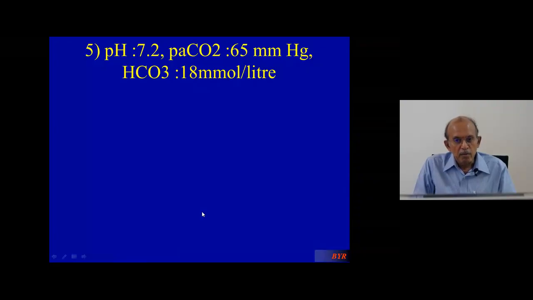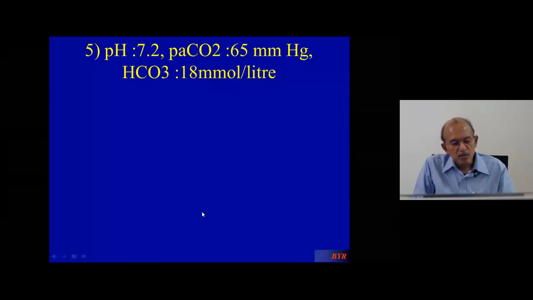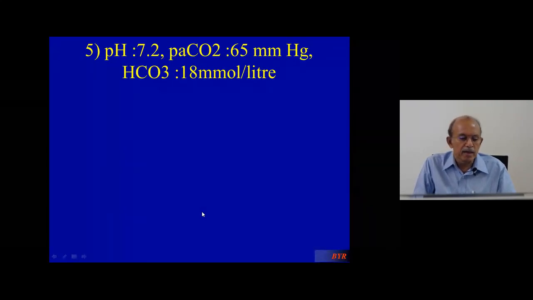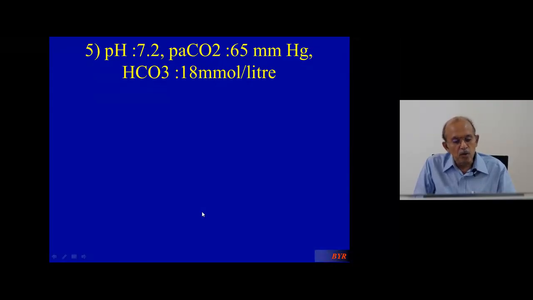So then bicarbonate is 18 only. 18 means what is it? Is it acidosis or alkalosis? So acidosis. So now what is the condition? Tell me the total condition now. Respiratory factors showing acidosis, metabolic factor showing acidosis. Both are showing acidosis. That means it is a combined respiratory and metabolic acidosis. So the patient is having both the problems, metabolic problems as well as respiratory problems.